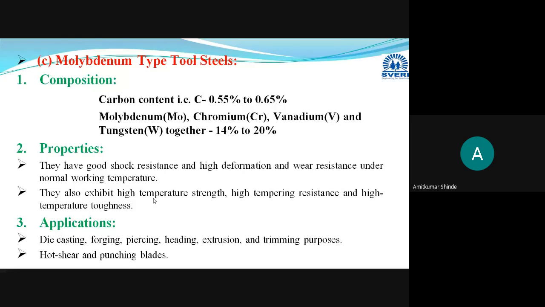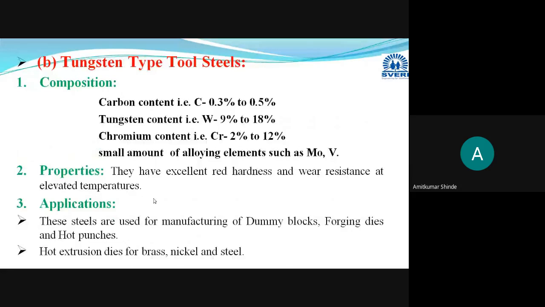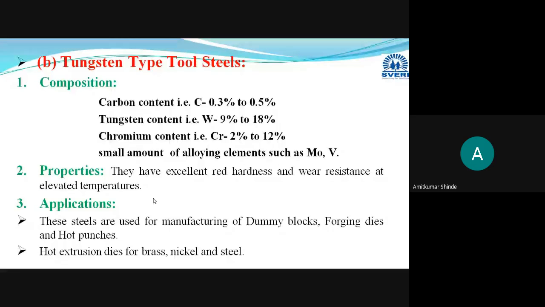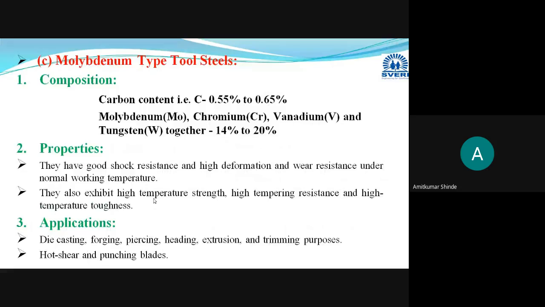Okay, so these are the three different types of hot work tool steel. First I discussed the chromium type tool steel, then the tungsten type tool steel, and the molybdenum type tool steel.